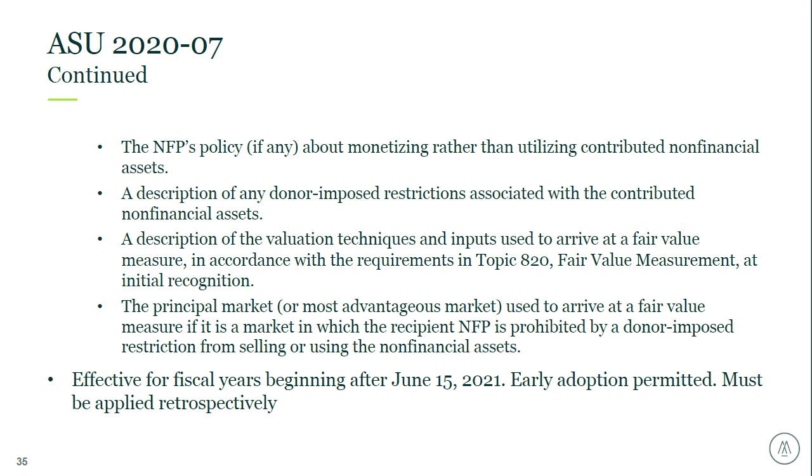Since this one's a little bit higher impact, there's some additional time before it's required to be implemented. It is effective for fiscal years beginning after June 15th, 2021. So any 6/30 year ends, it would be your fiscal 2022. And it does need to be applied retrospectively, so adjusting previously comparative periods for this standard as well.